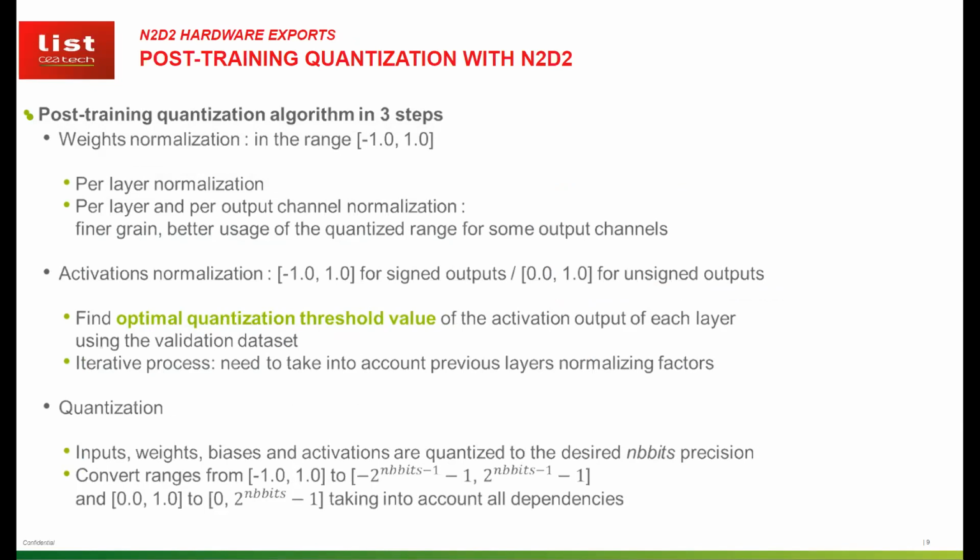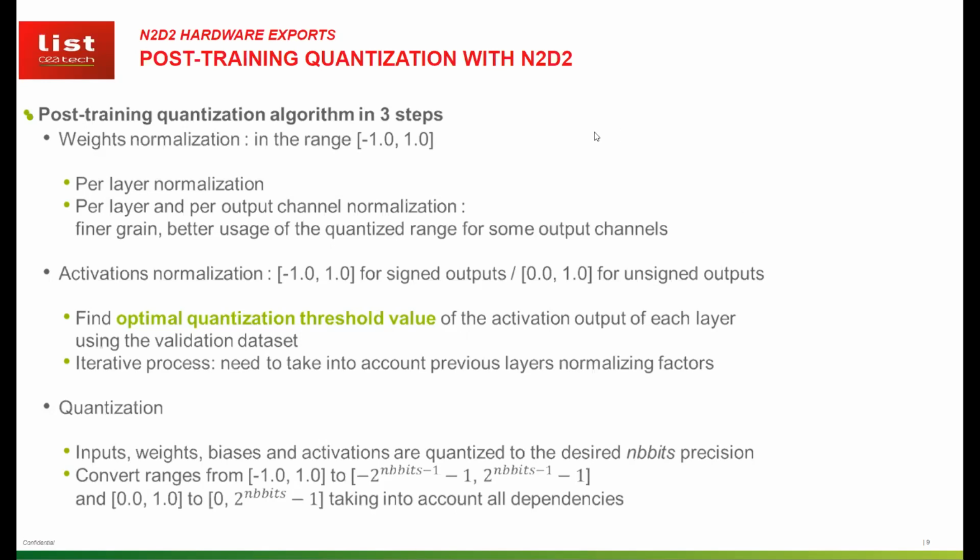There are 3 different steps which have to be applied for this. We have to renormalize the weights and activations first. The usual renormalization range is -1 to 1 for weights, and it can be done either per layer, or per layer and per output channel, which gives us more fine-grained results. For activations, the ranges are between -1 and 1 for signed outputs and between 0 and 1 for unsigned ones. Afterwards, we want to find the optimal quantization threshold value, and we will see how we do it in the next slide.